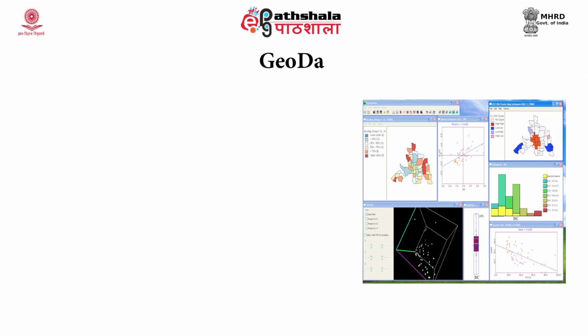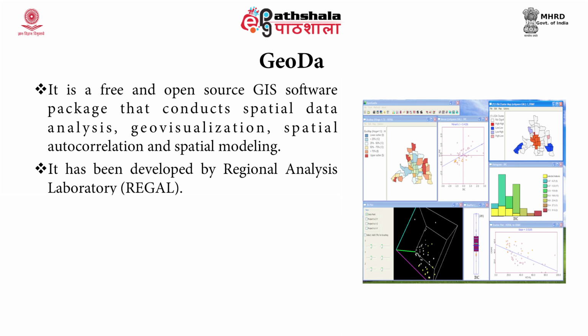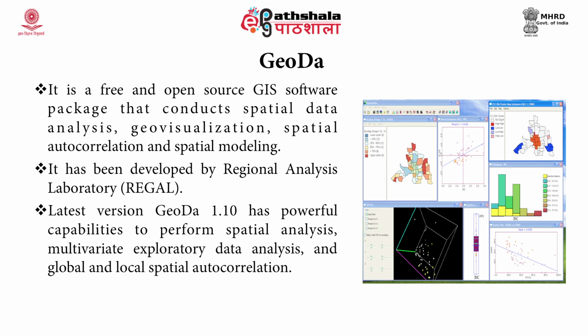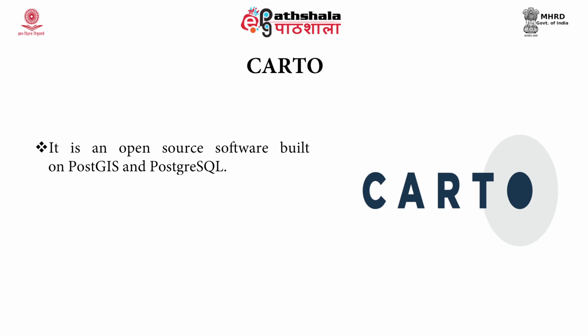Similarly, we have another software, GeoDa, which is also a free and open source GIS software package that conducts spatial data analysis, geovisualization, spatial autocorrelation, and spatial modeling. It has been developed by Regional Analysis Laboratory. Its latest version is 1.10, which has powerful capabilities to perform spatial analysis, multivariate exploratory data analysis, and global and local spatial autocorrelation. CARTO is another open source software built on PostGIS and PostgreSQL.